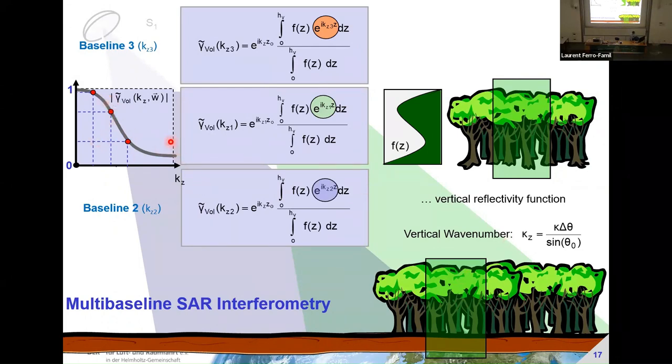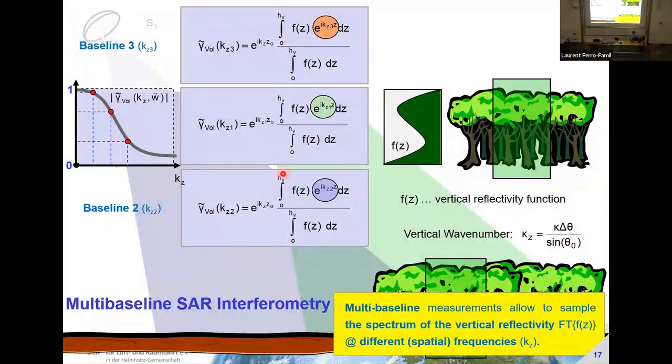The second thing is that now if you collect many, many of these acquisitions, so you have many, many coherences in different points here, then in principle you are sampling this behavior. You basically have samples of this Fourier integral. So you measure the coherence. If you have many of these samples, then you can start to think of reverting this Fourier integral.